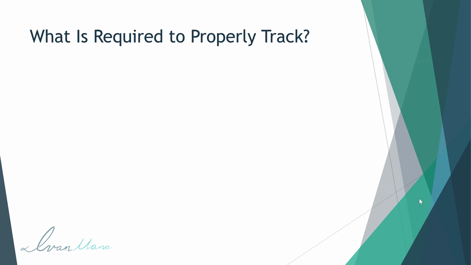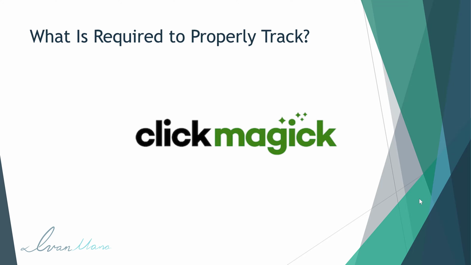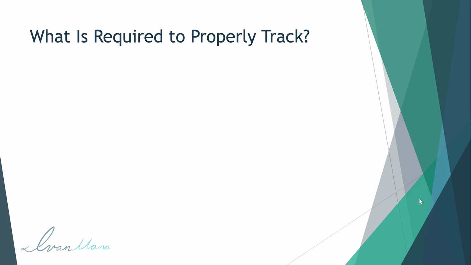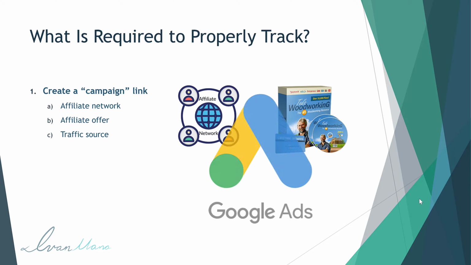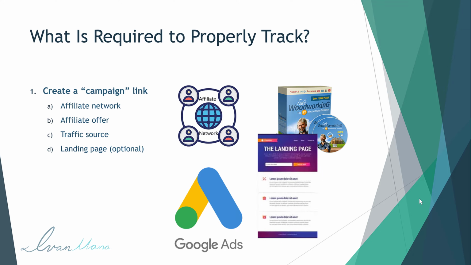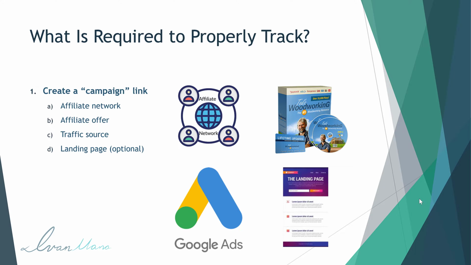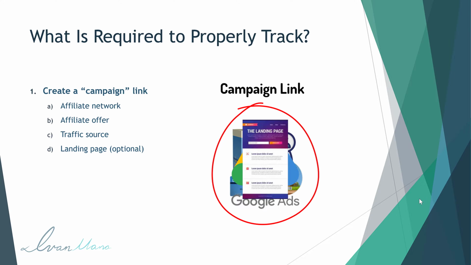Now, next, to manage your expectations a little bit, BeMob tracking is a little different than, for example, ClickMagick, which is what you are used to if you have been watching this channel since I started. So to properly track, we have to first create a campaign link. To create a campaign link, we need 4 separate components. So first, we need the affiliate network. Next, we need the affiliate offer. We need the traffic source. And if you're using a landing page, you need that. So what we're gonna do is create each of these individually, and then using a combination of these, we're gonna go ahead and create our campaign link. Now you will see it's super simple.